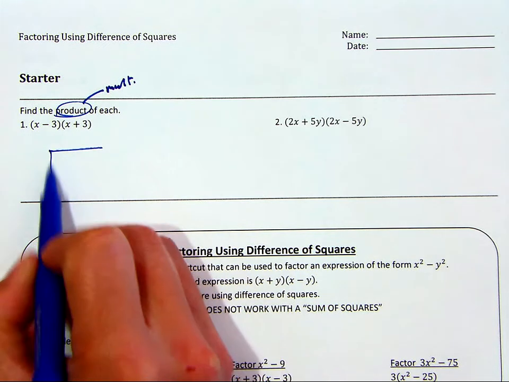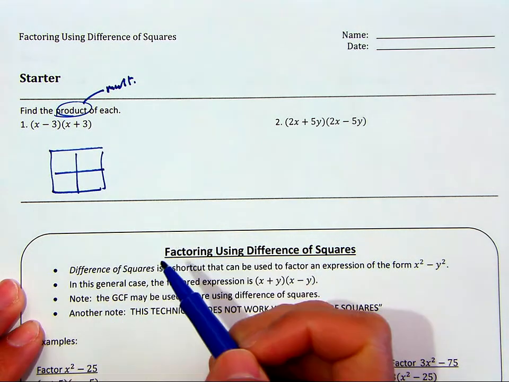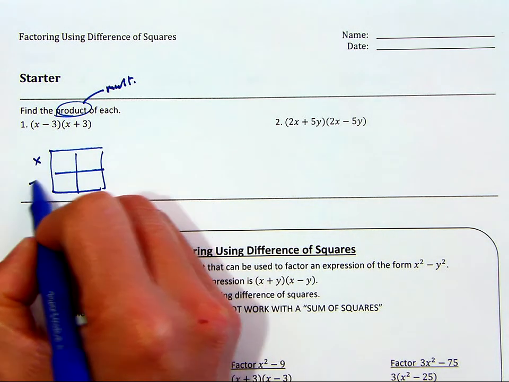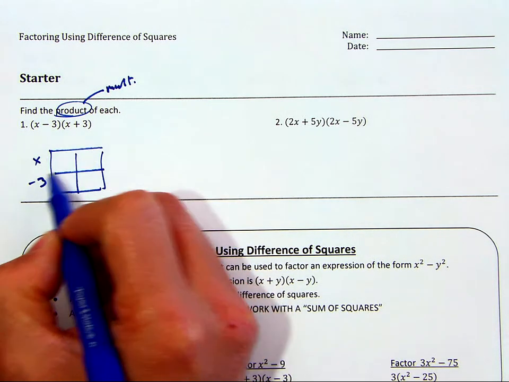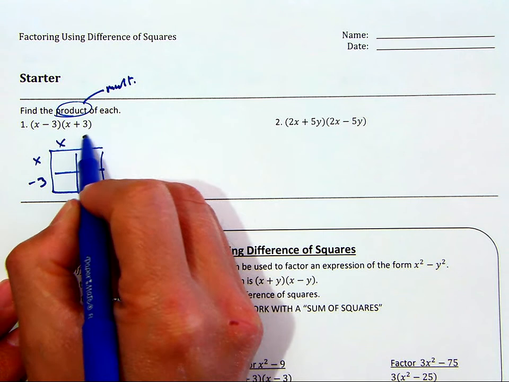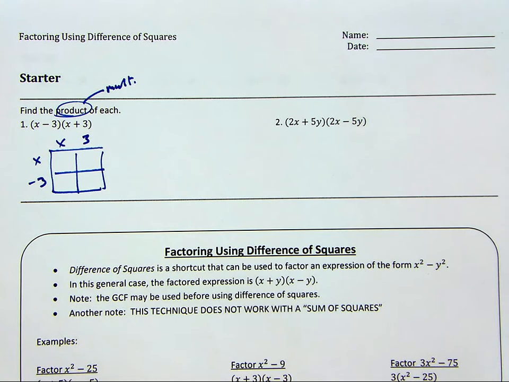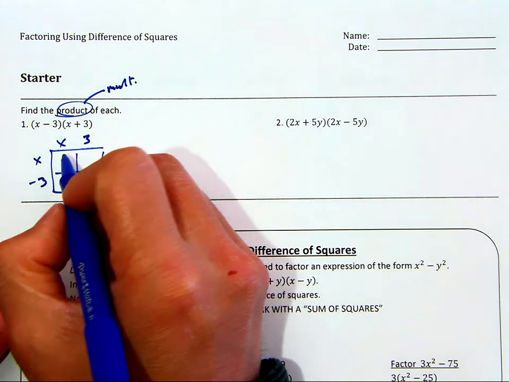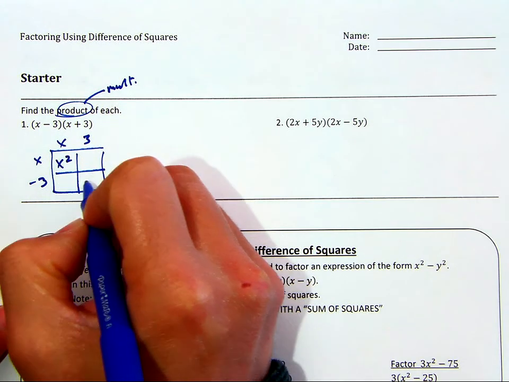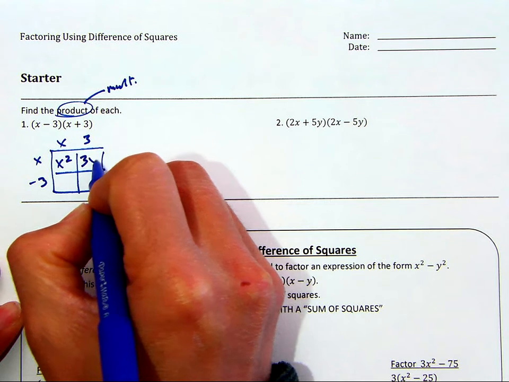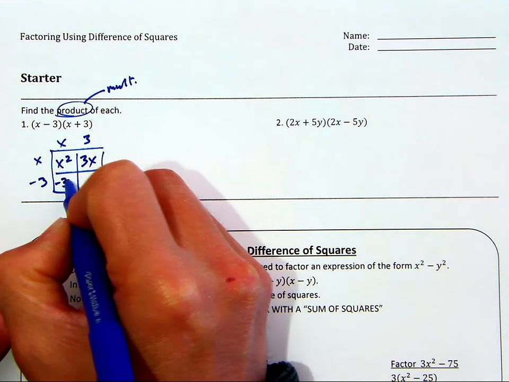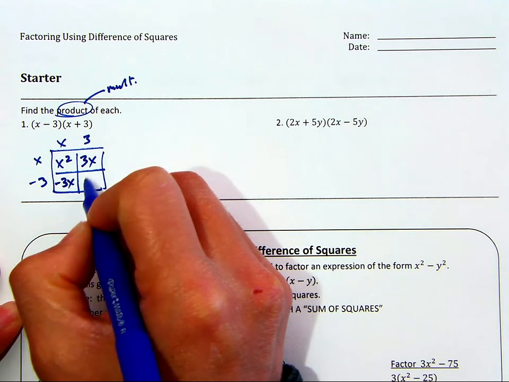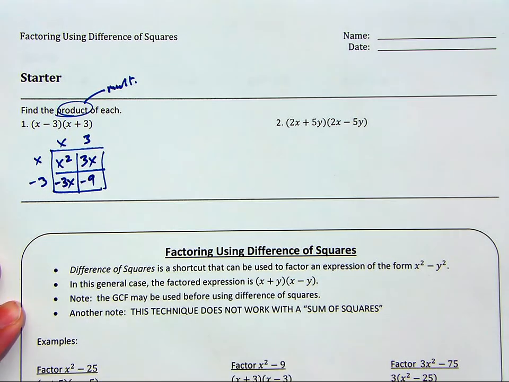Okay, and the way that we multiply polynomials is using the box method. So we're going to have the terms x and -3, x and +3, and then just do 4 rounds of multiplication. Okay, x and x makes a product of x squared. This is going to be a product of 3x. That's going to be -3x, and the last product is -9.